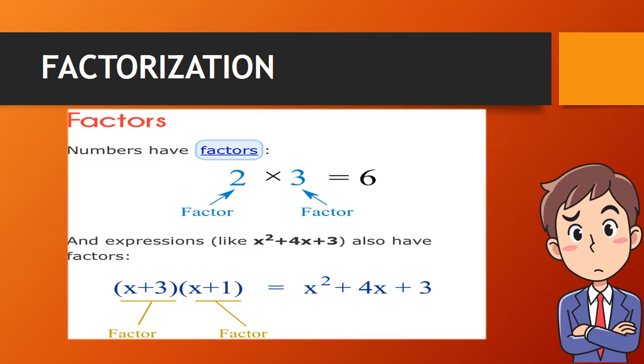So what basically is factorization? See, you know that 2 into 3 is equal to 6. So 2 and 3 are the factors of 6. You have already practiced it in the previous classes. Now we will also practice the algebraic expressions. We have x square plus 4x plus 3. So the factors are x plus 3 and x plus 1. The two will be multiplied to give you x square plus 4x plus 3.